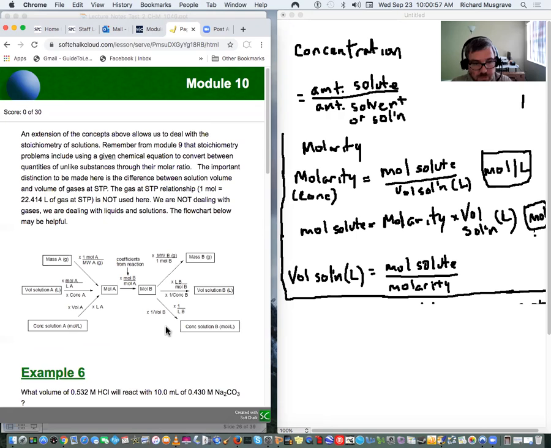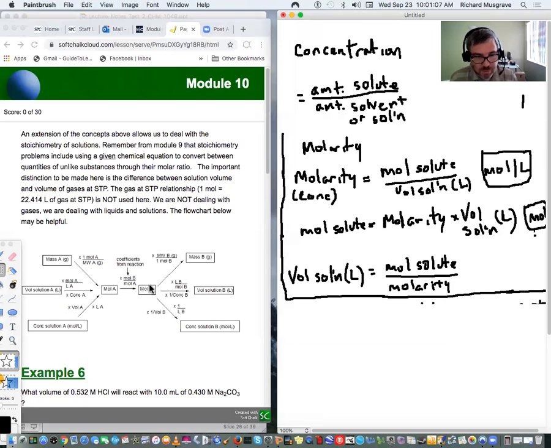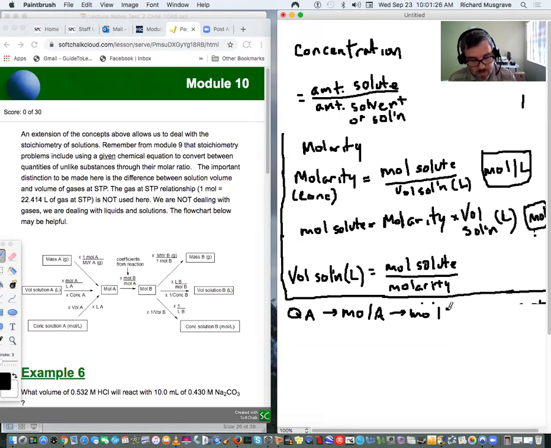I am going to go back to the flow chart that I was using on Monday, and that is just this more simplified flow chart where we start off with a quantity of something and then we convert it into moles. So Q of A goes to moles of A. This goes to moles of B. And this goes to some quantity of B.